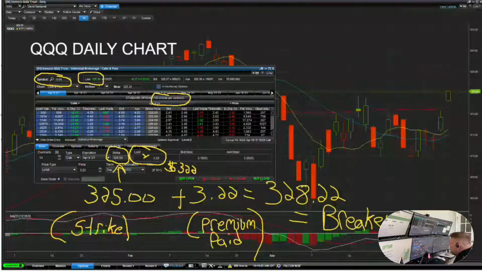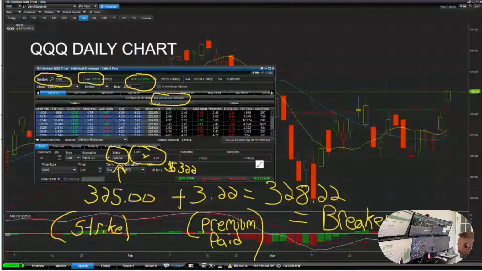So let's say, you could see right here, Qs were up $6.17 on Friday, right? You see that move right there, up almost 2%. So if she goes up another $3.22, that'll bring us up to, we said 328.22. So that means that 325 strike is all what? It's all intrinsic value. Plus, we'd have some time value as well. So it would be worth even more than that. But our break even is strike price plus premium paid. So 328.22 is break even.